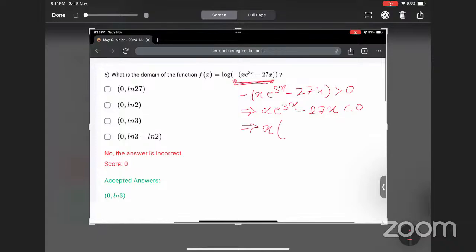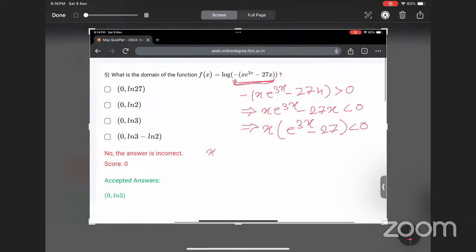You can take x as common: x(e^(3x) minus 27) greater than 0. Then you have to do similar types of things. Can you solve it now? Ma'am, can you please explain the whole question, taking x as common? Okay, so up to this step, it's clear, right? Yes, ma'am. Then again, we can do similar types of things.